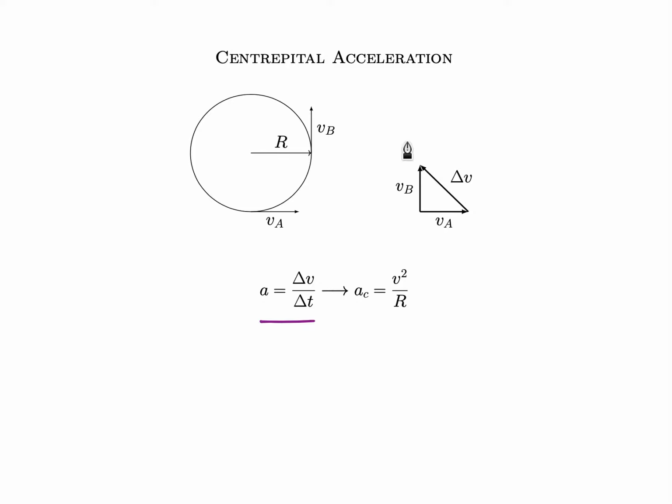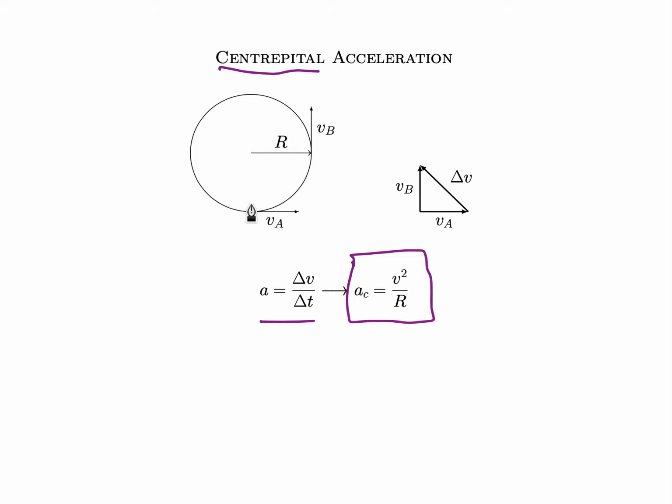If you work out the details of this vector triangle, you can show that in the case of an object moving around a circle at constant speed, the acceleration turns out to be equal to v squared divided by r. So v is the speed that the object is moving at, and r is the radius of the circle that it's moving around. This is called, again, centripetal acceleration. The reason it's called centripetal acceleration is because it's always directed toward the center of the circle. Centripetal is a Latin phrase that means center seeking. So the acceleration is always toward the center of a circle.